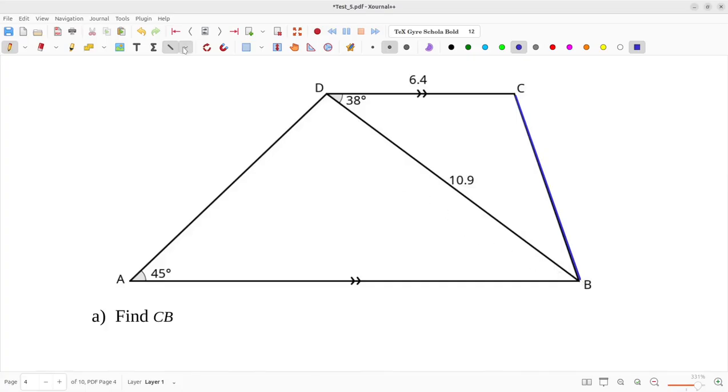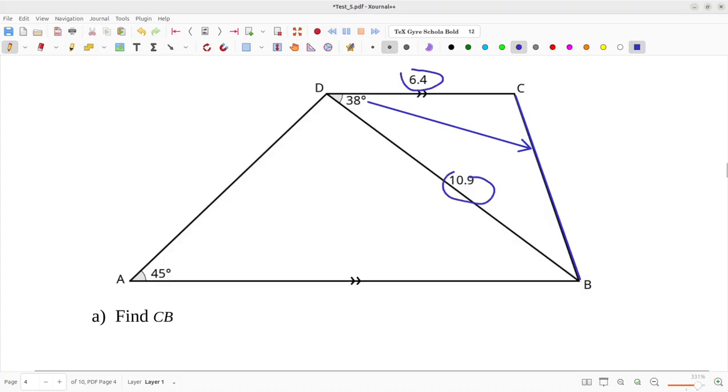Just remember, when you have a complete pair and the other two sides, it's the cosine rule. When you have a complete pair and an incomplete pair, it's the sine rule. So for this one, that's an incomplete pair together with the other two sides, which means for this question you are going to use what? The cosine formula.